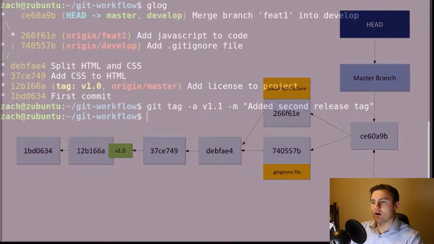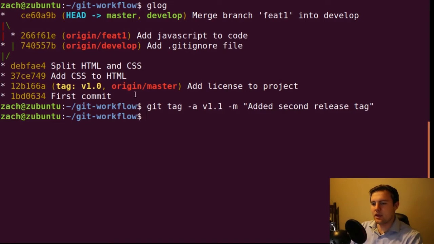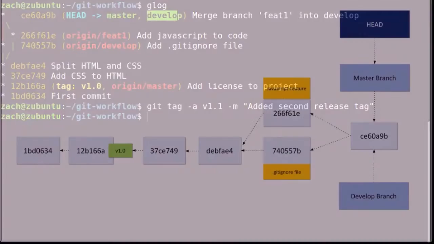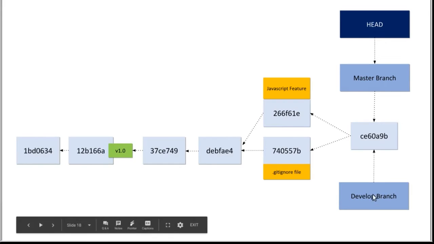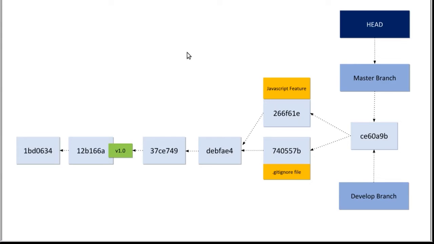And the reason that we saw this in parentheses here, head is pointing at master and then comma develop, is because the develop branch is going to be pointing at that latest commit as well. So develop branch pointing at that commit as well as the master branch. And that is pretty much it. That is the basic Git workflow.